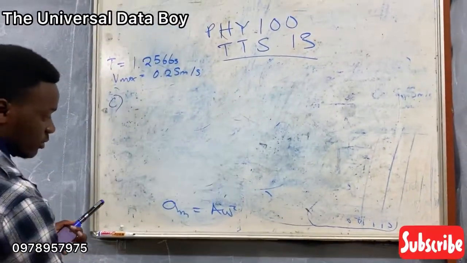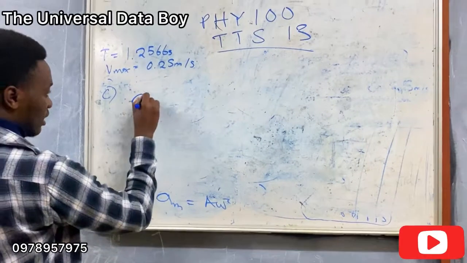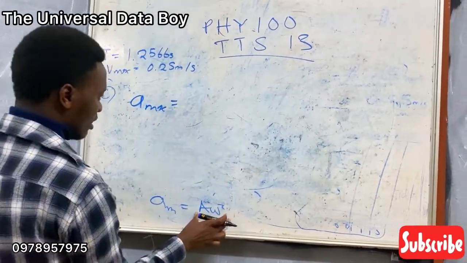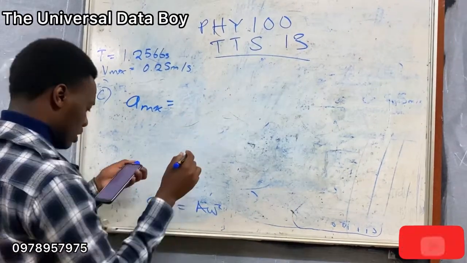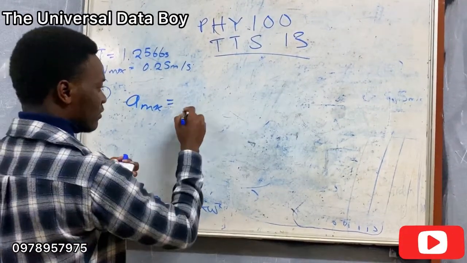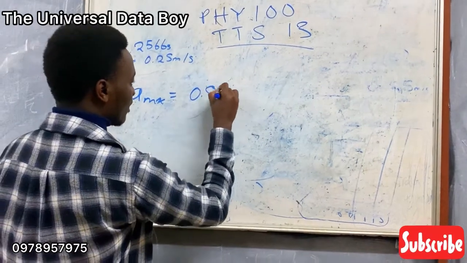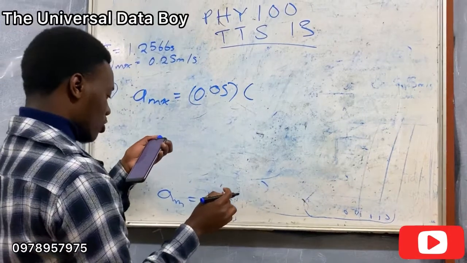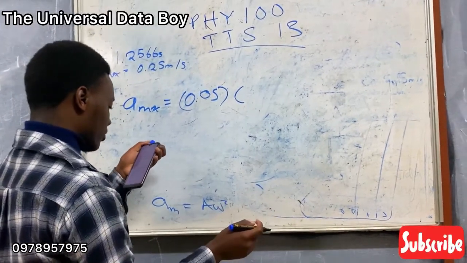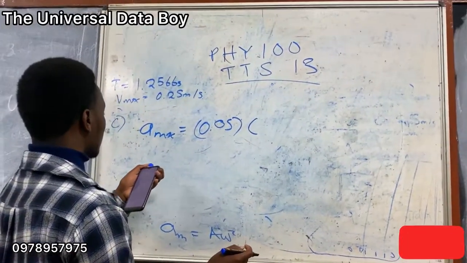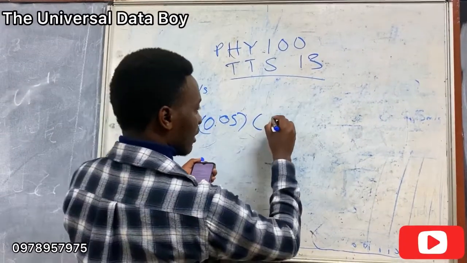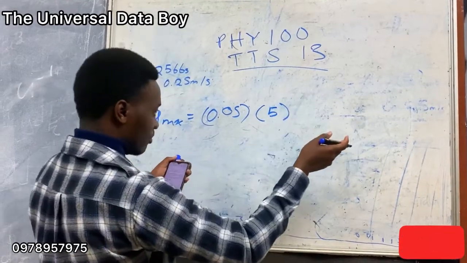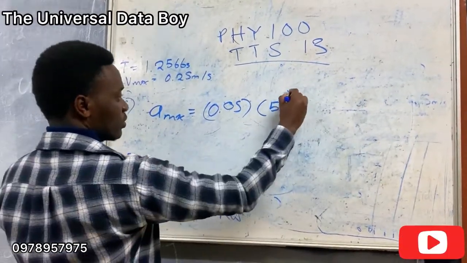Then here you're going to get your A max is equal to our amplitude, which was 5 centimeters, which is 0.05 meters. Then we have got our omega. Our omega was our angular frequency. We found 5 rad/s in the other question. So then this is squared.